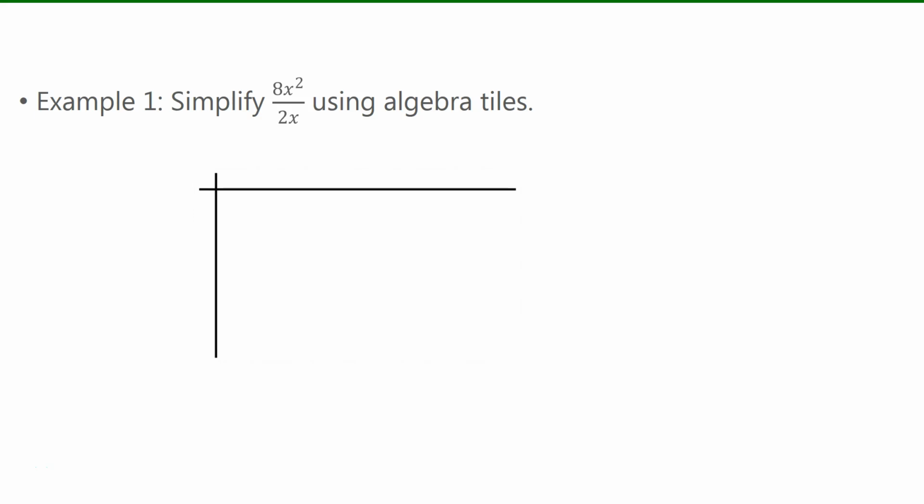Example 1, we have to simplify 8x squared over 2x. So we'll start by modeling 2x, either across the top or down the side. So I'm going to place my 2x tiles down the side. I have to shade them in since they're positive.